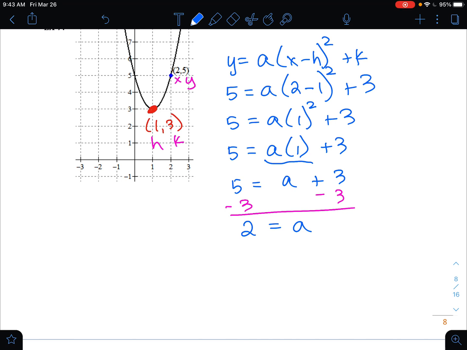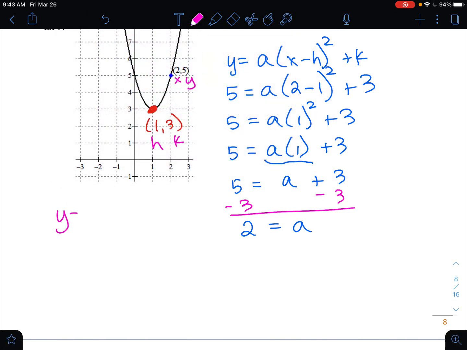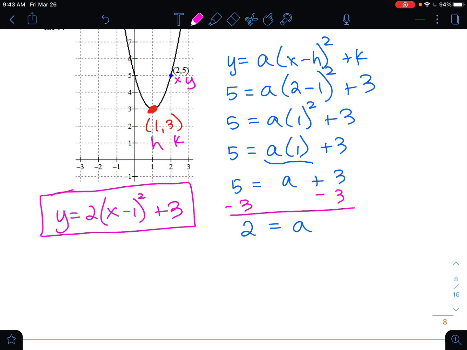So remember, I'm going to plug everything back in and then complete my equation. So my equation will read y equals, my a value is now 2. I want x and y to stay as letters. So now plug in h and k. So x minus h, so it's going to be x minus 1, and then plus 3. And I don't need to simplify, ooh, I forgot my squared. I don't need to simplify anything else because I don't have any double negatives. So that's my final equation.